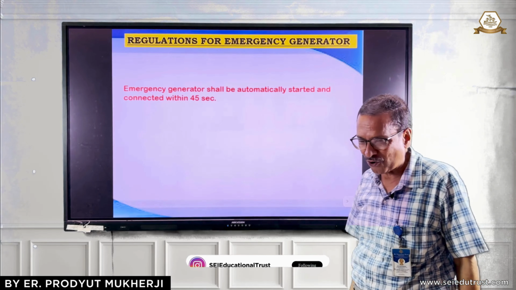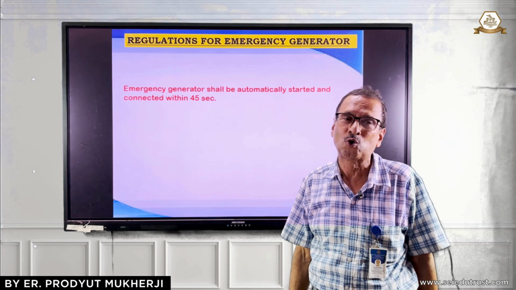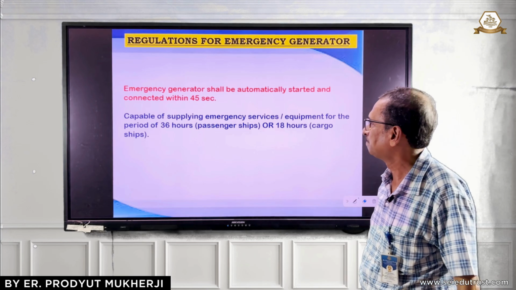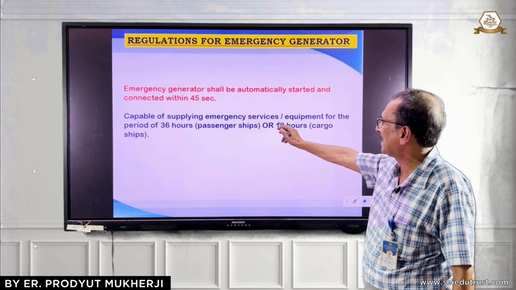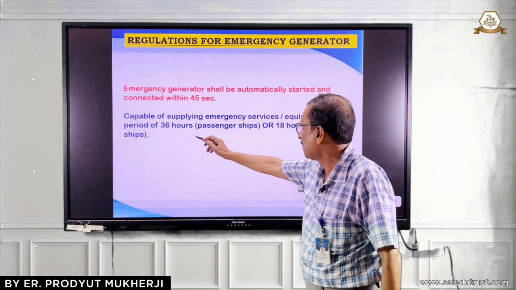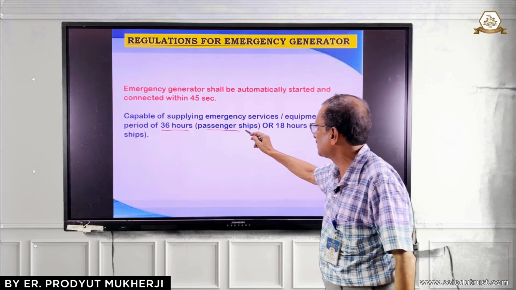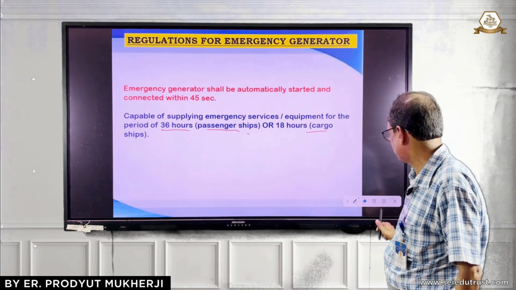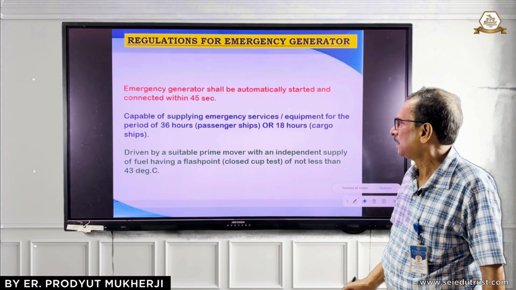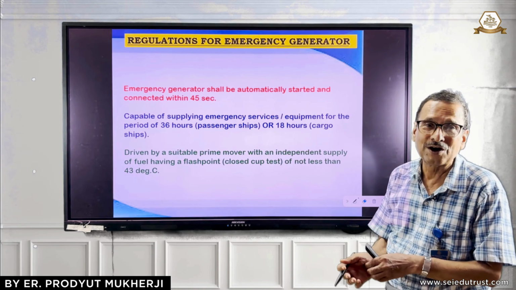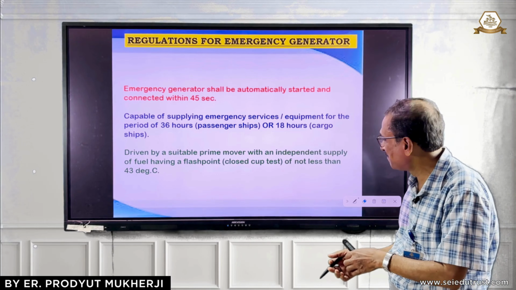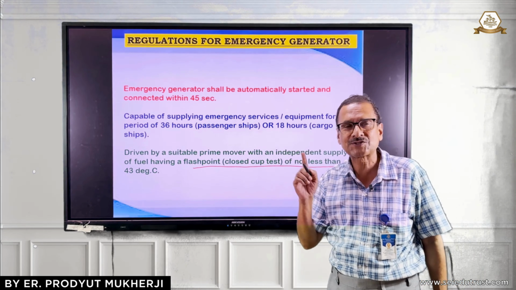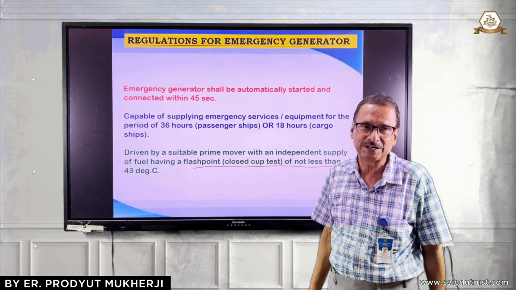The emergency generator shall automatically start and come on load within 45 seconds of a blackout. It must be capable of supplying emergency services or equipment for 36 hours on a passenger ship and 18 hours on a cargo ship. It is driven by a suitable prime mover with an independent supply of fuel, having a flash point of not less than 43 degrees centigrade.